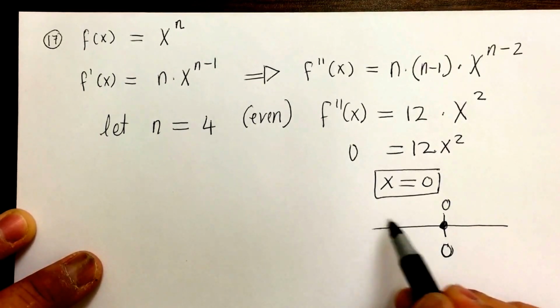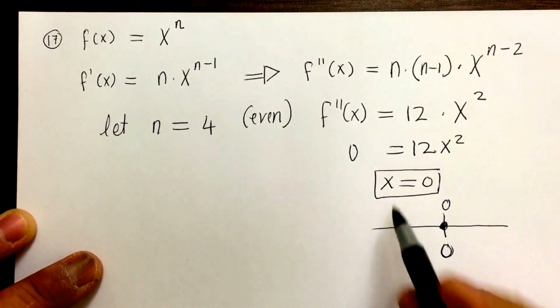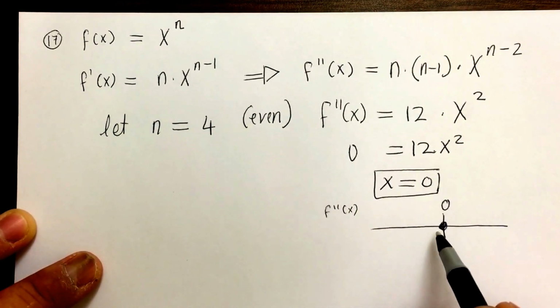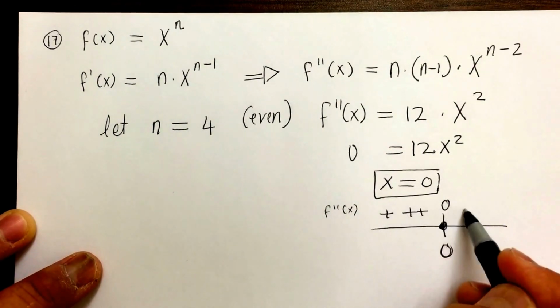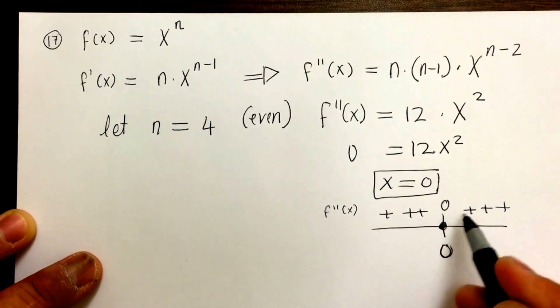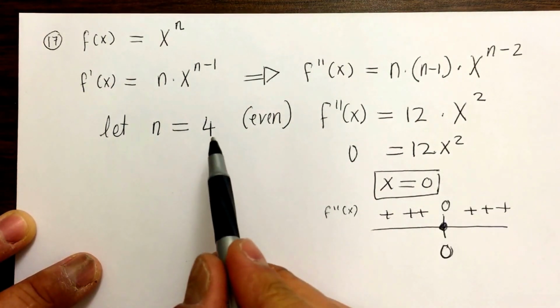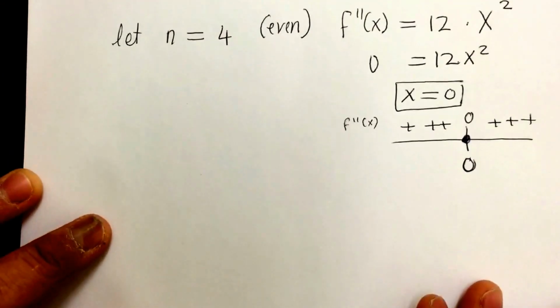Now, you also have to investigate and see if there's a sign change. So you will pick a test point to the left of 0 and a test point to the right of 0. And if you do, you will notice that there isn't any sign change. So when n is an even number, there is no inflection because the sign never changed.